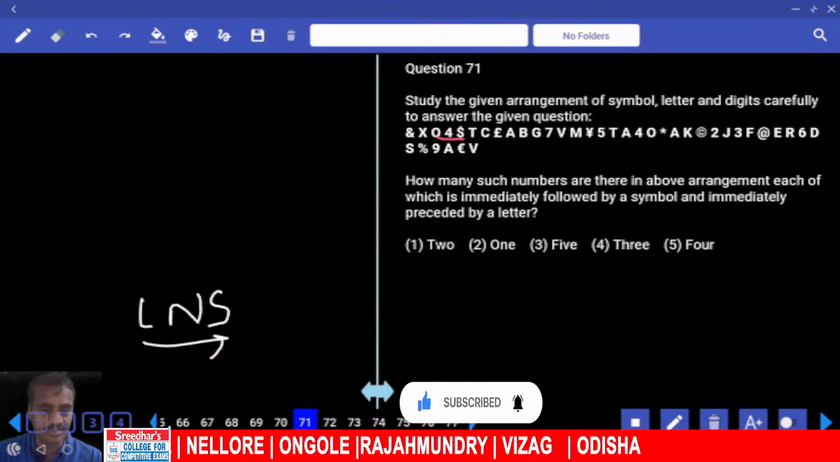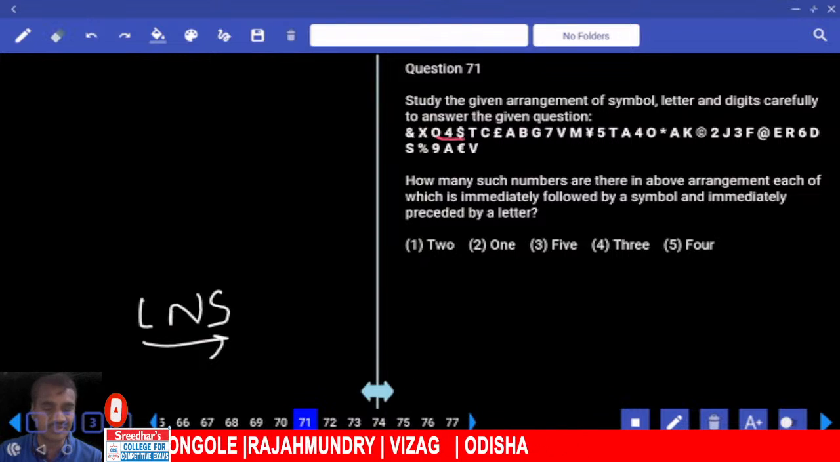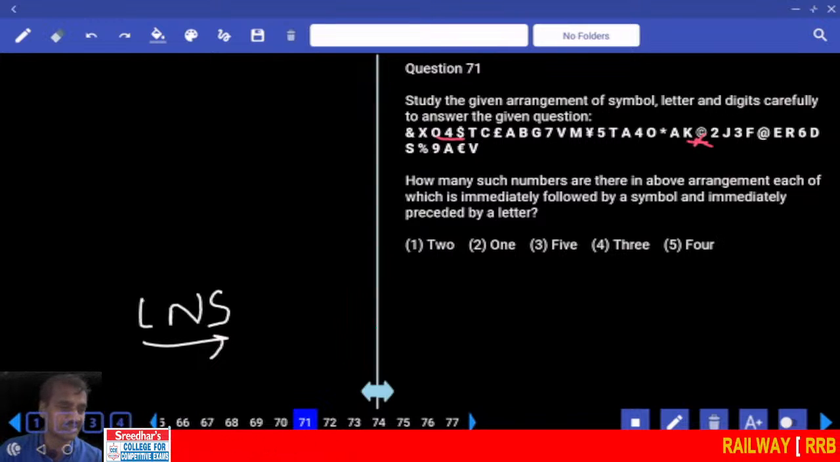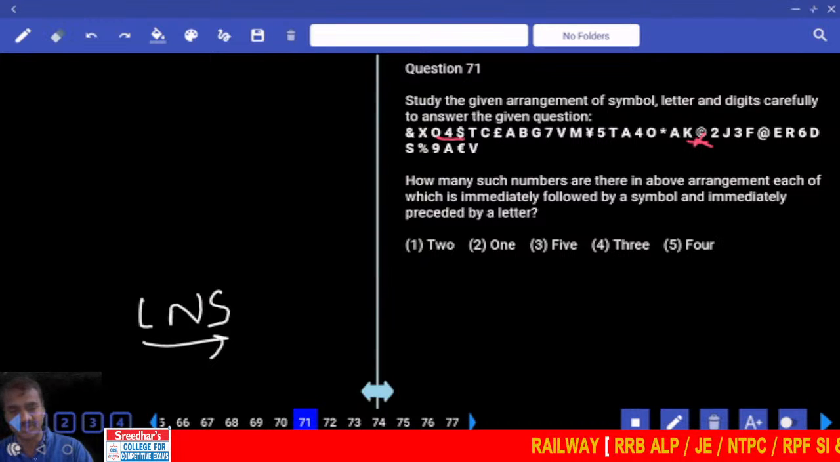And the next one, letter, O is a letter, 4 is a number and a symbol. Letter, number and a symbol. And immediately before this symbol, you need to have a number. Then letter, number and a symbol is ruled out. And how many are there of such type? Only one. One that is given in choice to 71.